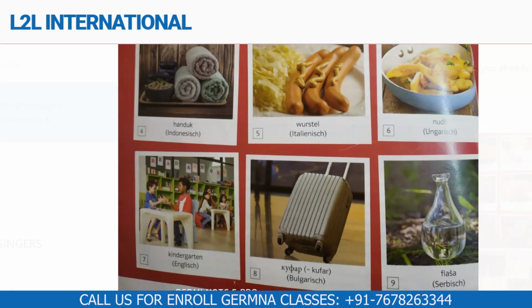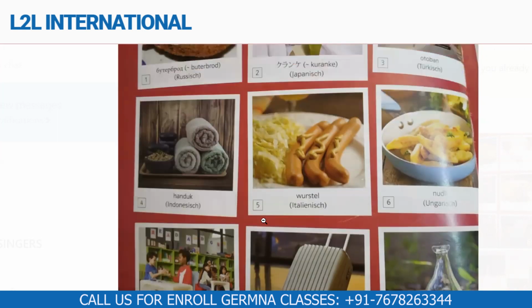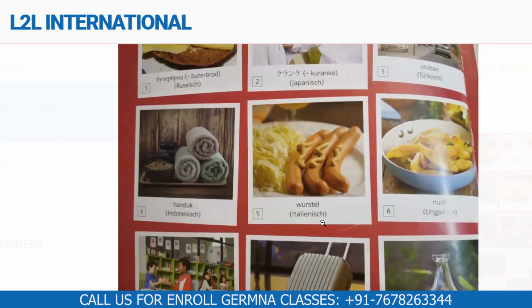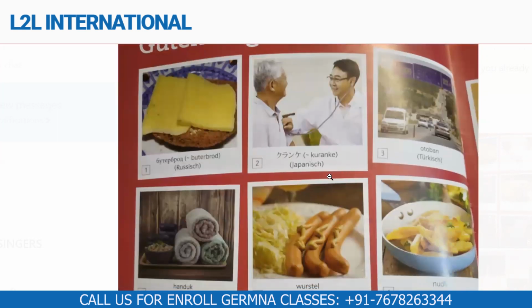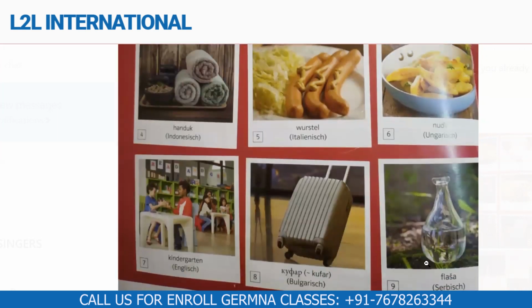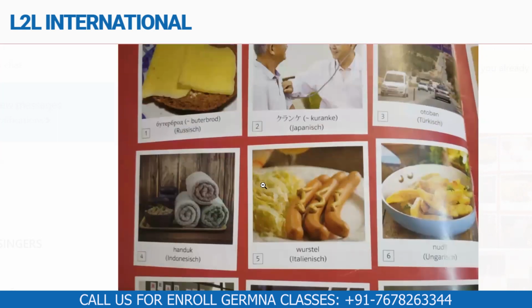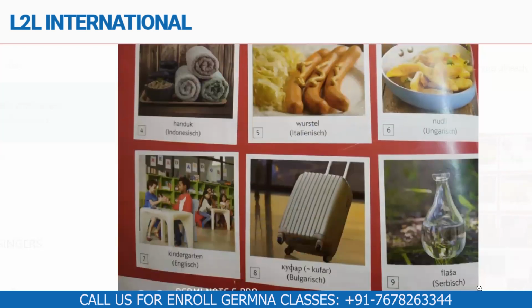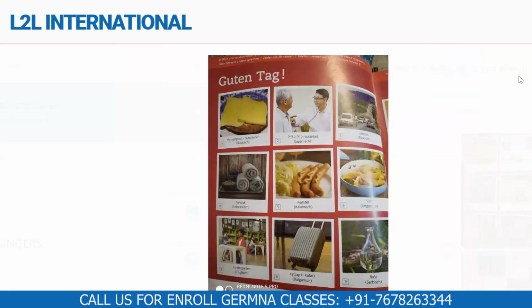Okay, so these were some different languages. Russian, you can see Indonesisch, Italienisch, Ungarisch, Türkisch, Japanisch. Then we have English, then we have Bulgarisch, and then we have Serbisch. That means they are different languages. Russian, Japanese, Turkish, Italian. Ungarisch means the language of Hungary, the people who live in Hungary. That's what Ungarisch is. Now let's see what is the German we have here for these.